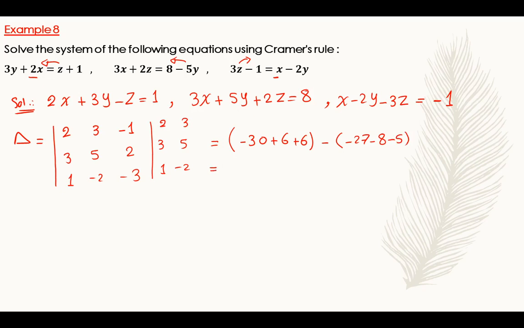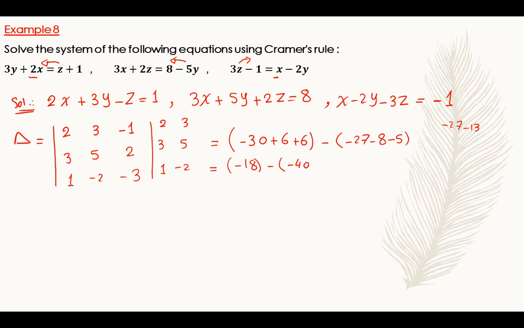By using the calculator, negative 30 plus 12 equals negative 18. Minus the sum of negative 27, negative 8, and negative 5, which is negative 40, so minus negative 40 is positive 40. The result is negative 18 minus negative 40.